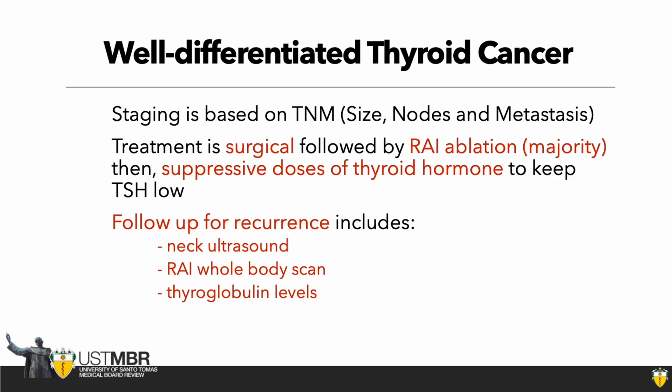And after which, since these are thyroid follicular cells and they are TSH dependent, rather than just giving regular doses of thyroid hormone, we intentionally give them a higher dose, so that there'll be more negative feedback to the pituitary, to keep the TSH low, because papillary cancer and follicular cancer are TSH dependent.